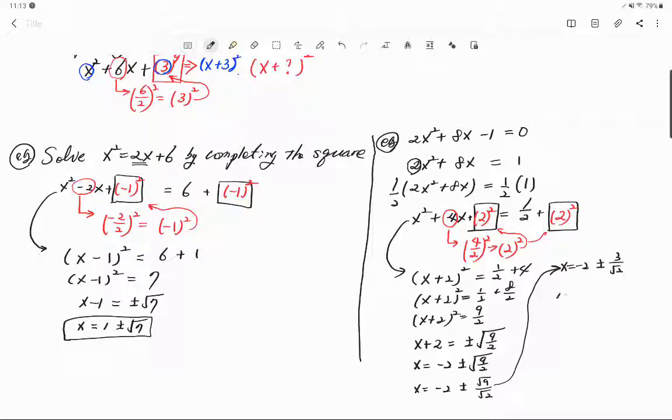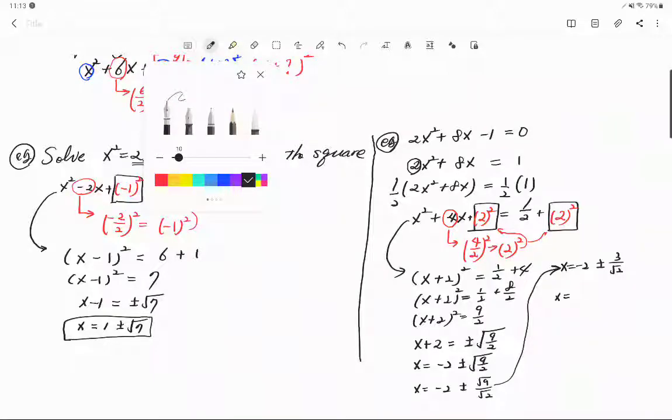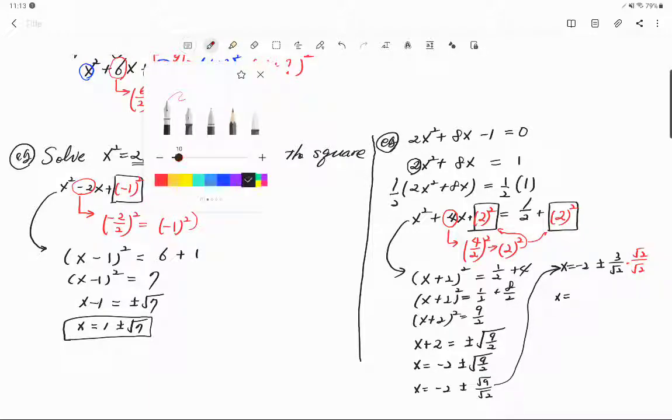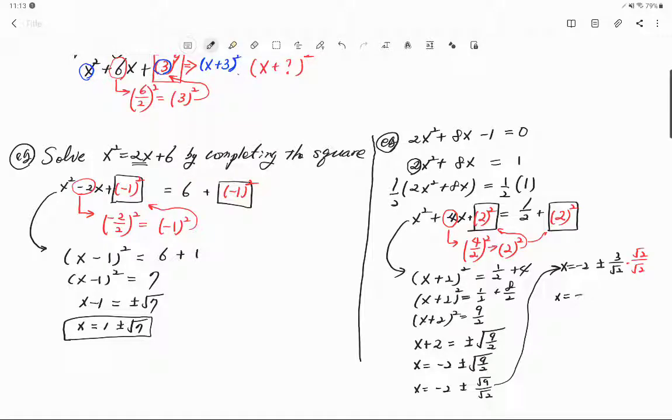One more thing. When you simplify a fraction, the denominator cannot have a square root. So what we do is rationalize the denominator. In this case, multiply both numerator and denominator by square root of 2. Then this is equal to -2 plus or minus 3 square root of 2 over square root of 2 times square root of 2, which equals 2, right? So that's the answer.